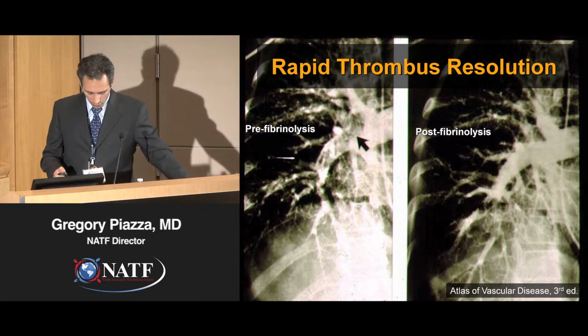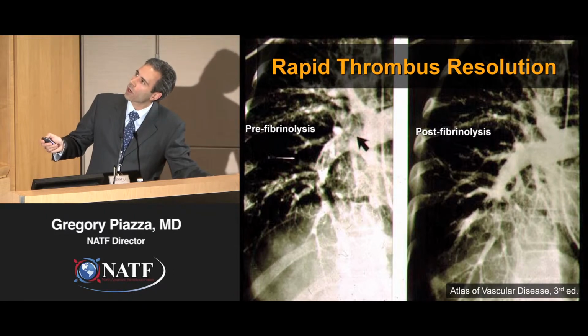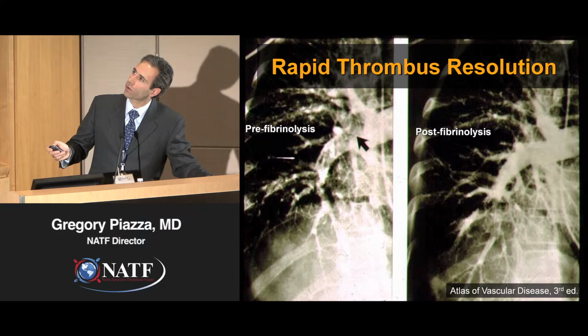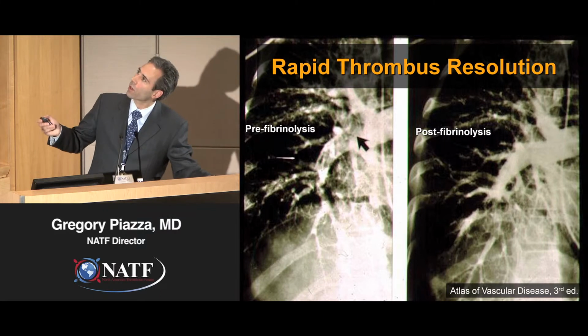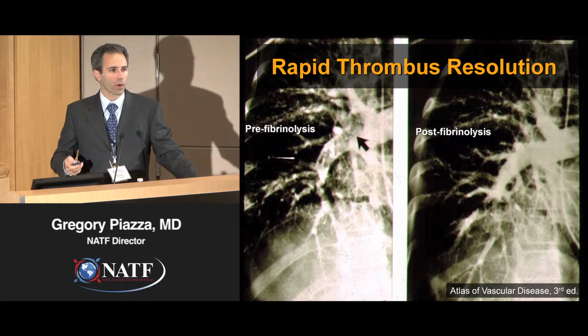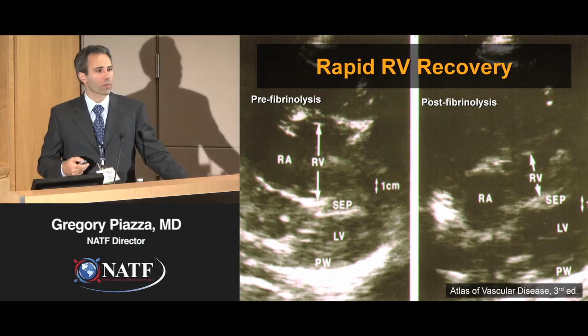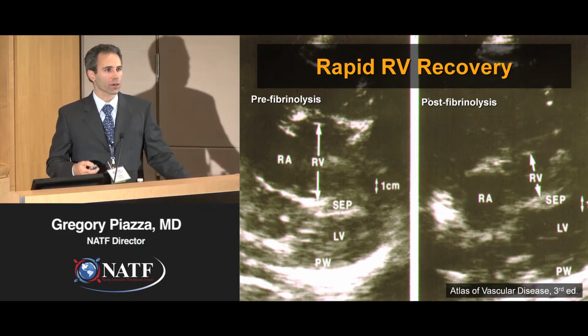Here we see an example of a patient with acute pulmonary embolism. We can see these darker areas are filling defects in the pulmonary artery. And after the administration of a clot-busting drug, we can see now that that pulmonary artery is clear. So with fibrinolysis, we can achieve very quick breakup of that blood clot. And with that rapid breakdown of the blood clot, we can actually return right ventricular size and function to normal.